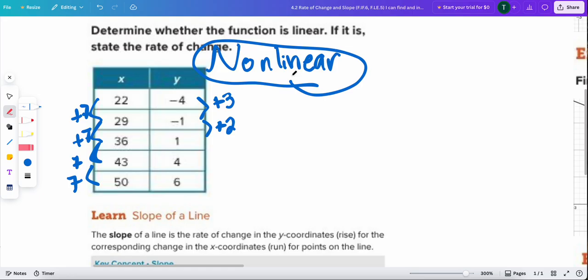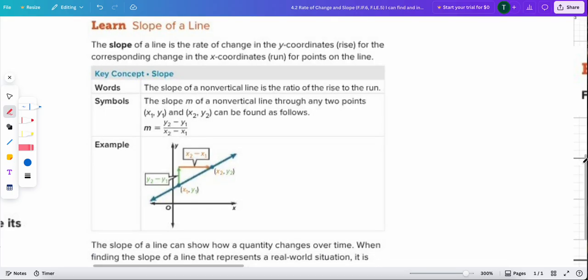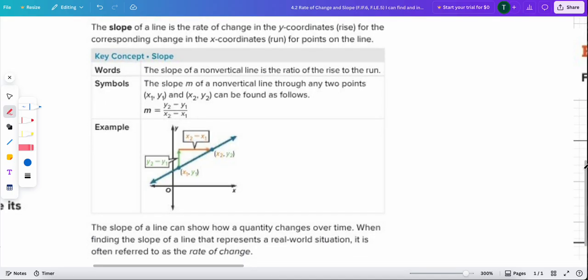Okay. Now, rate of change is the same as slope. So that's why they tie these two together. So here's our slope. The slope of a line is the rate of change in the y coordinates, so your rise, for the corresponding change in the x values, run. So this is that formula I gave you. So the slope of a non-vertical line is the ratio of rise to run. So how far you go up or down over how far you go left to right.